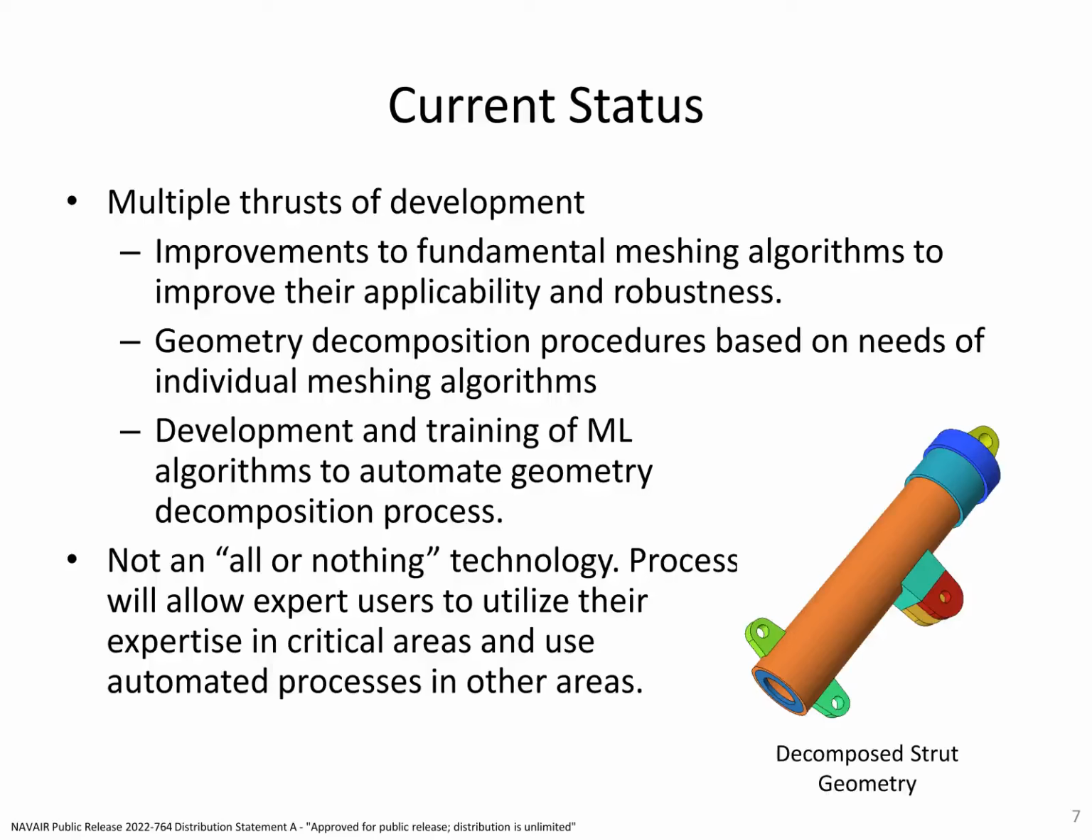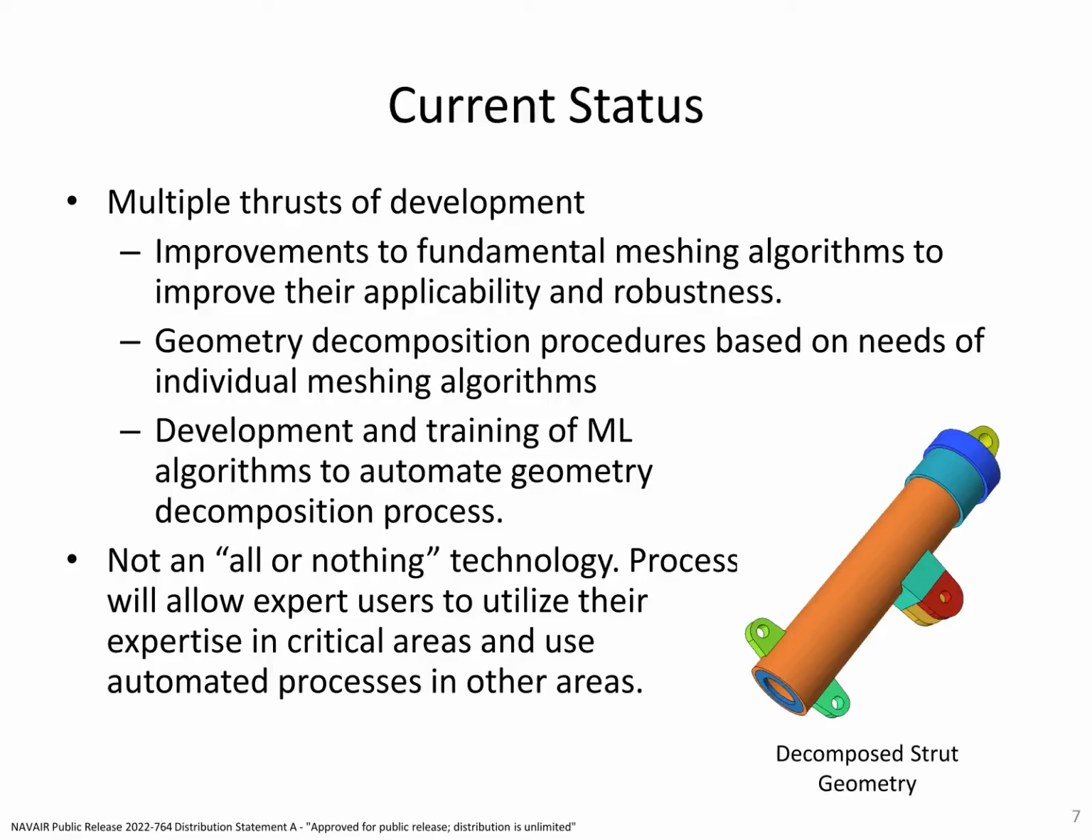In this project, we're working in three main areas. One is to improve the fundamental meshing algorithms so they can be applied to more general geometries, and to improve their robustness and performance. We're developing an overall geometry decomposition procedure that's based on the needs of these individual algorithms, where one might be able to be applied in one part of the geometry, while a different one is used in a different area. We're also developing machine learning algorithms to automate this process.